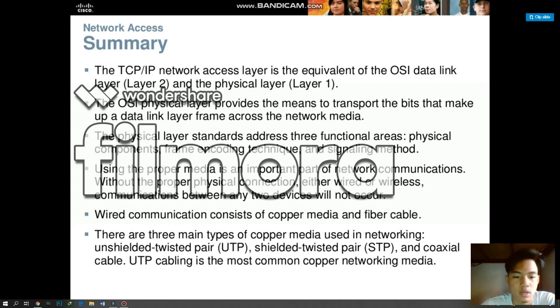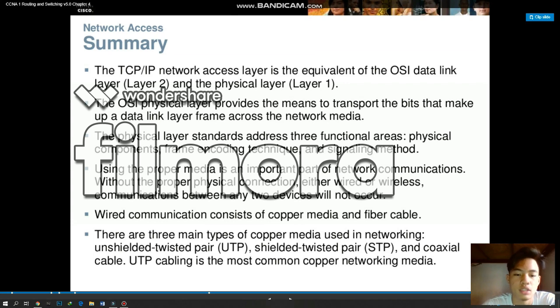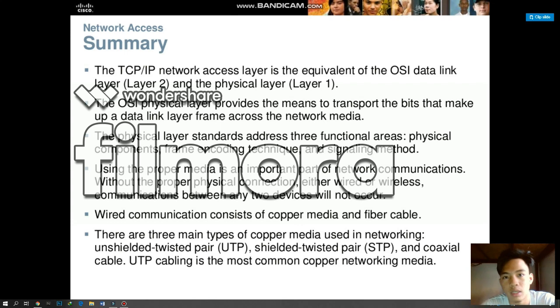Next, there are three main types of copper media used in networking: the unshielded twisted pair, or the UTP, the shielded twisted pair, the STP, and the coaxial cable.